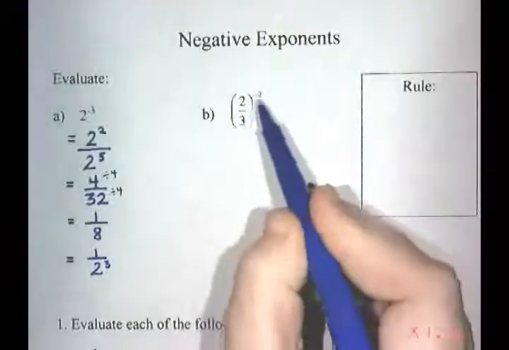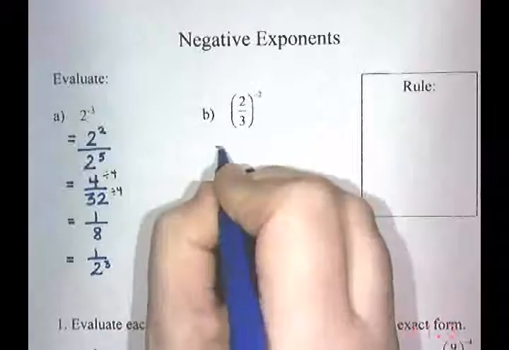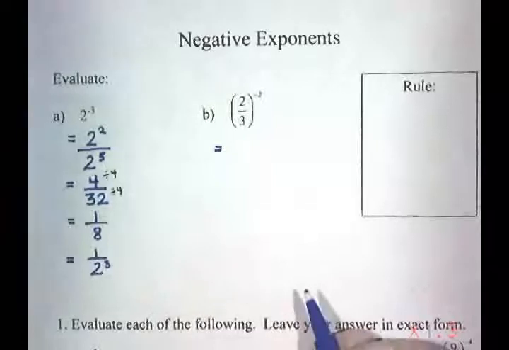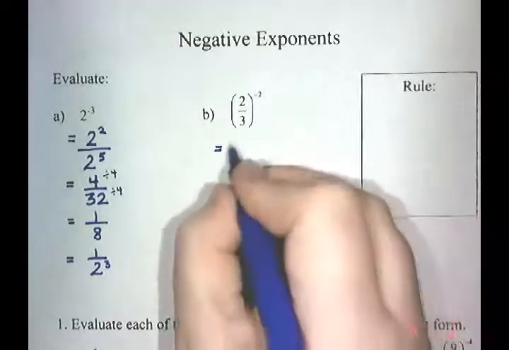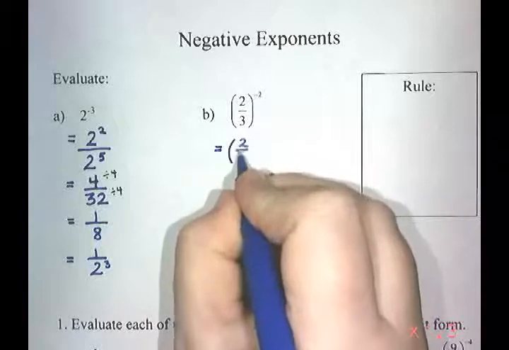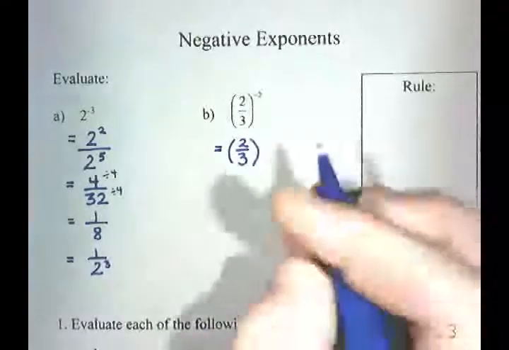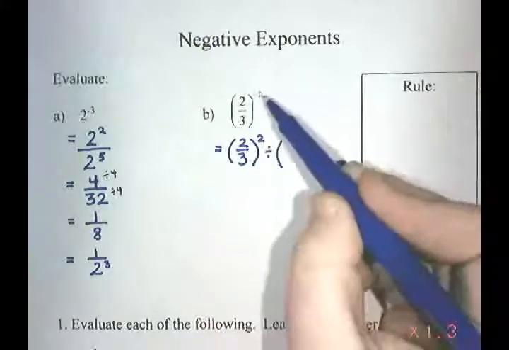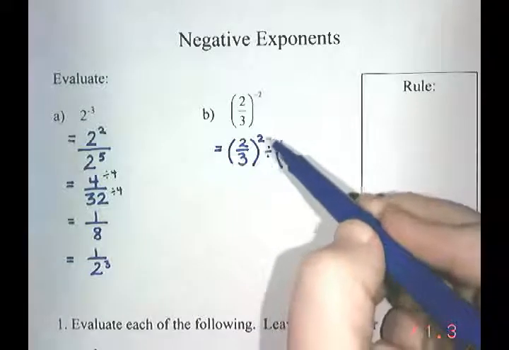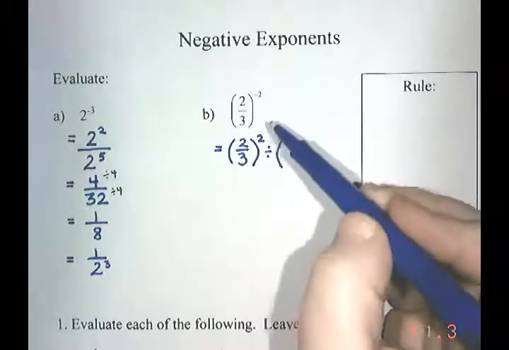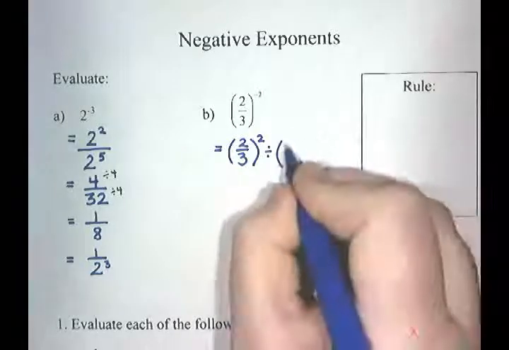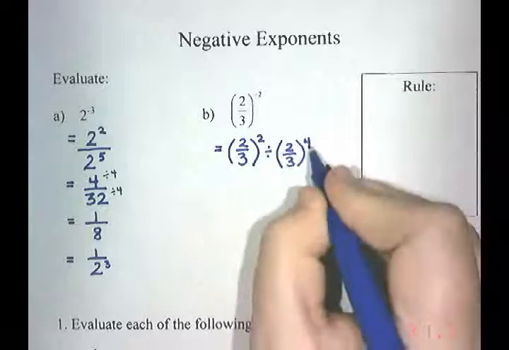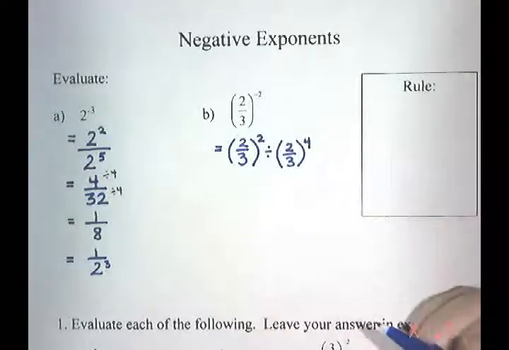So 2 over 3 to the power of -2, I'm going to make up a question, just like I did for this one, that has an answer of 2/3 to the -2. So I'm going to make up a division question again, and I think I'm going to choose 2/3 to the power of 2 divided by, now I need to get an answer of -2. So when we divide, we subtract the exponents. I need something that when it subtracts is going to give me an answer of -2. So I'm going to choose 2/3 to the power of 4, since 2 take away 4 will give me that -2 that I'm looking for.